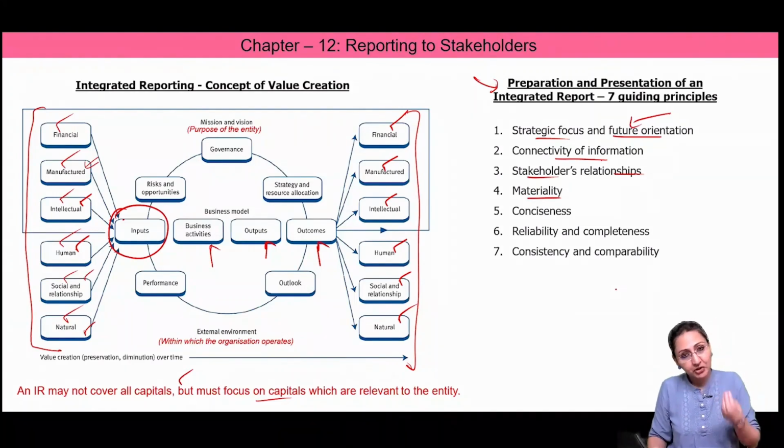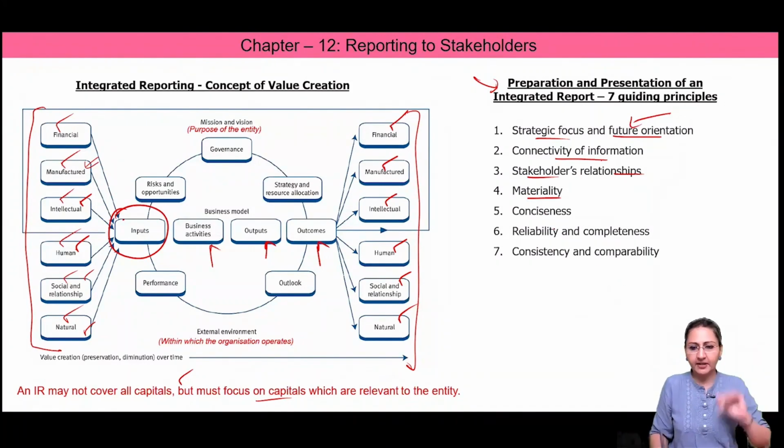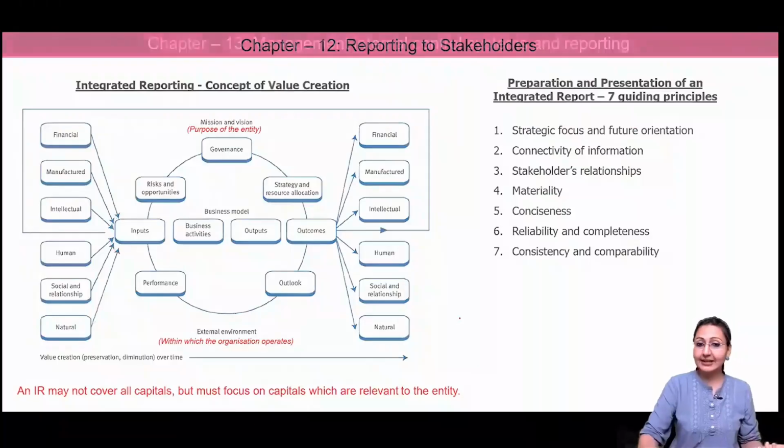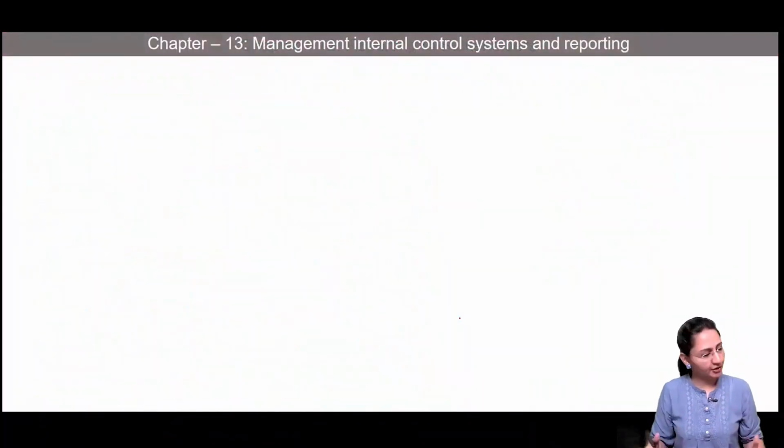Then the materiality should be kept in mind. Do not give anything immaterial. It should be concise. Overflow of information must be avoided here. It should be reliable and complete. It should be comparable and consistent from the previous years. If the format is changed every year, it does not allow comparability. So it should be consistently created in the same manner, and it should be comparative.